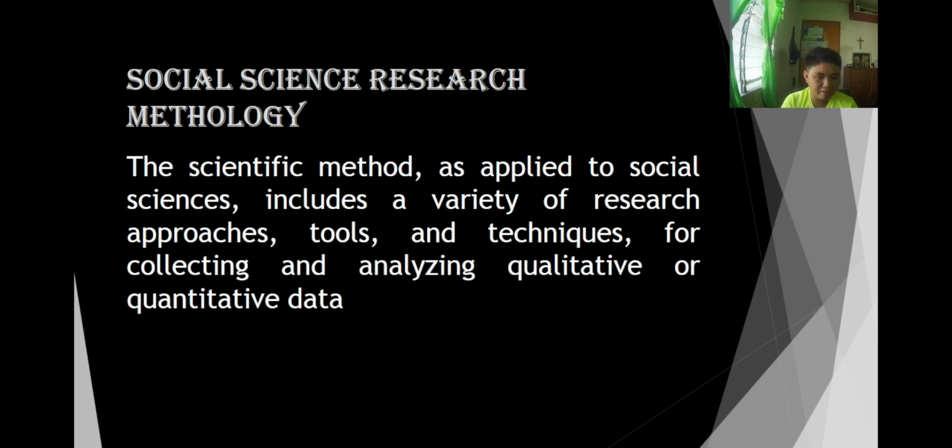Social science research methodology. The scientific method, as applied to social sciences, includes a variety of research approaches, tools, and techniques for collecting and analyzing qualitative or quantitative data. Social science research is the activity of gathering, analyzing, and interpreting information for a variety of social, economic, educational, and political purposes.